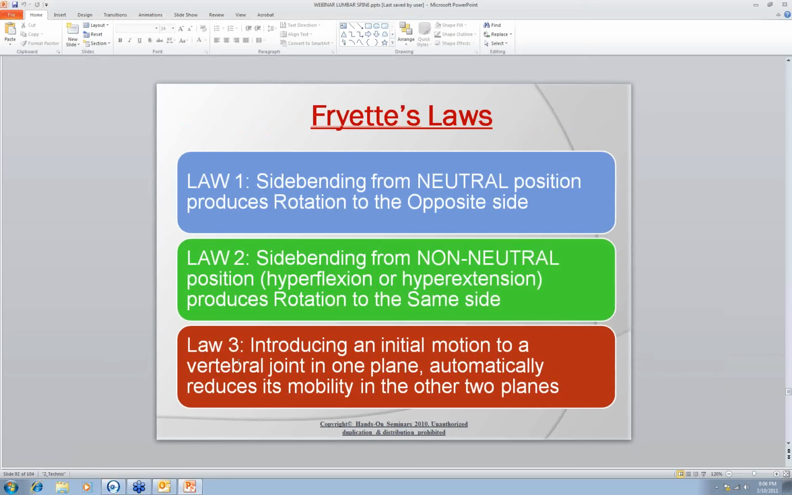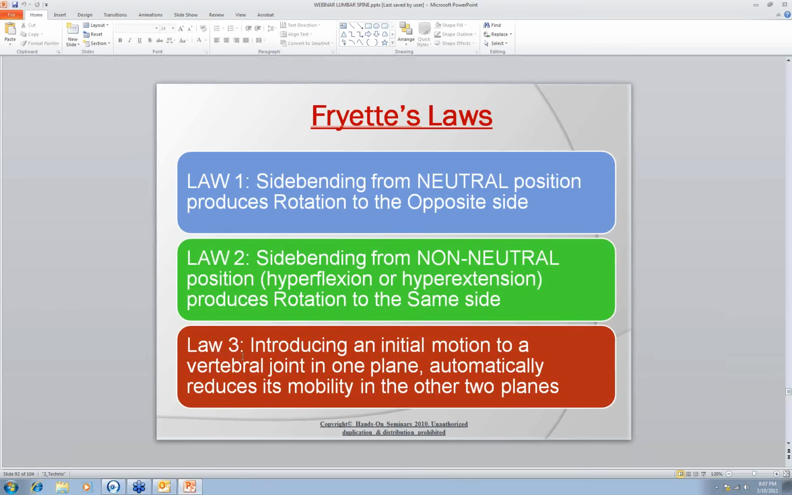So there are three important Fryette's laws. Fryette, an osteopath, said that side bending from neutral position will produce simultaneous rotation to the opposite side. While law 2 says side bending from a non-neutral position, in other words, from a position of flexion or hyperextension, will produce rotation to the same side. Okay, so if I have neutral position, the rotation is to the opposite side. If I have a flexed position or extended position, the rotation will be to the same side.